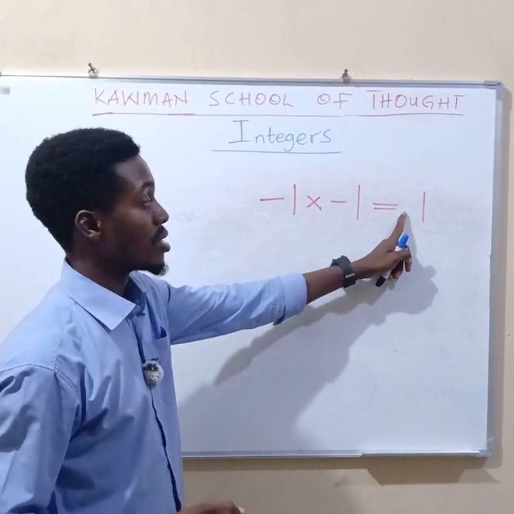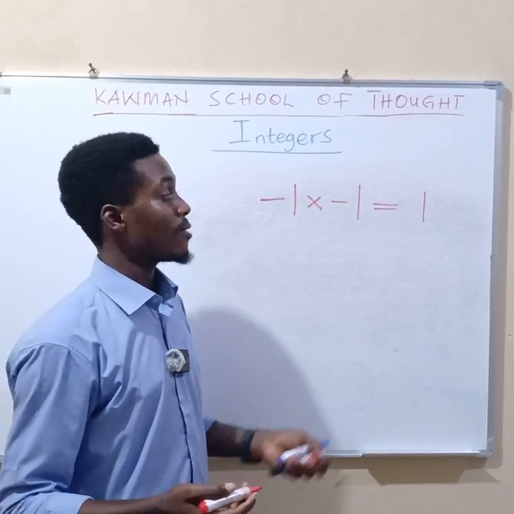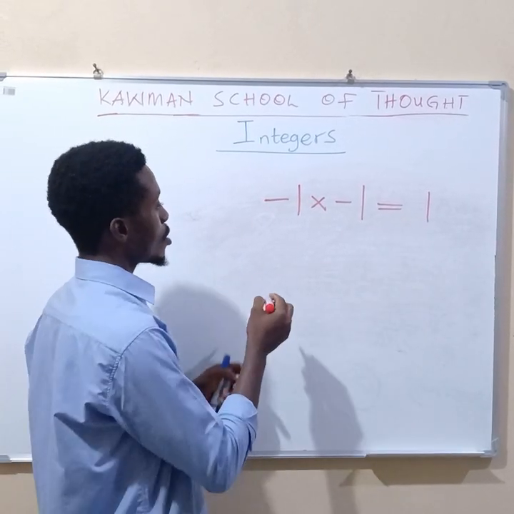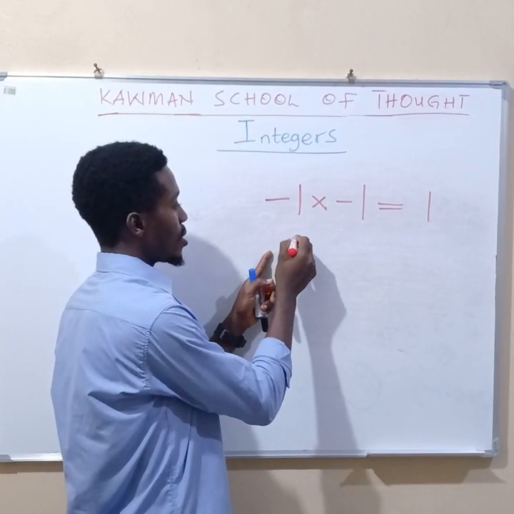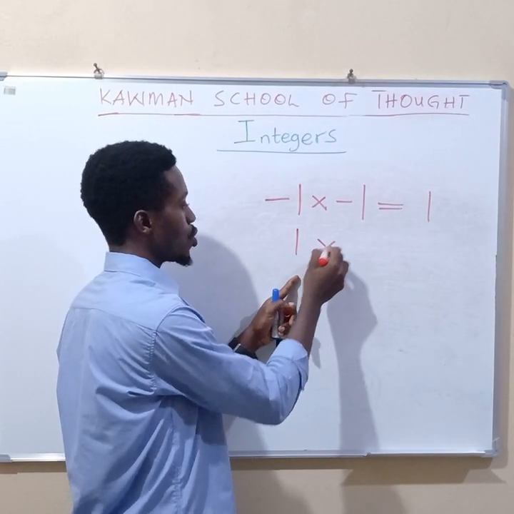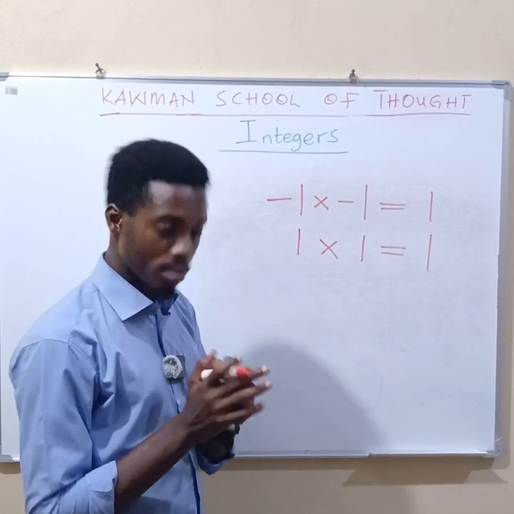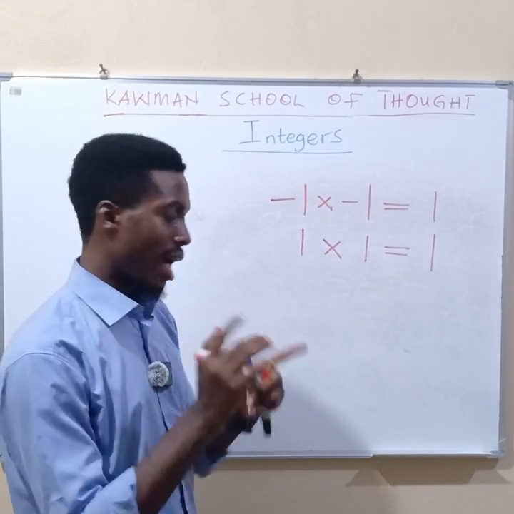Okay, I'm not writing the positive because we are old enough to know that when it is positive we don't really write the positive sign. Then I now multiply a positive number. 1 times what? 1. And what's the answer? 1. Right? Okay. Now I want to switch it up a little bit.